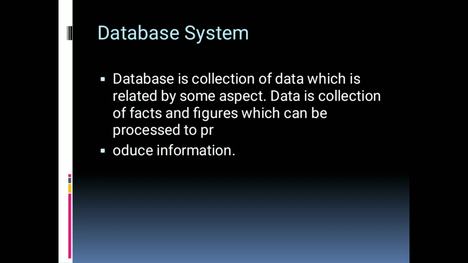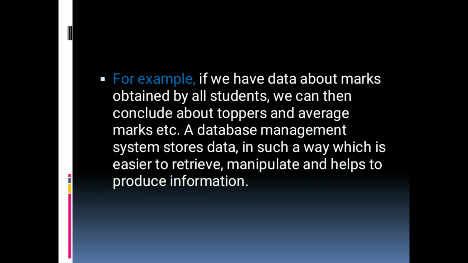So we have to understand that a database is a collection of data which is related by some aspect. For example, if we have data about marks obtained by all students, we can then conclude about toppers and average marks, etc. If we have the data about marks of a few students, for example 5 students, we can conclude among them who are the toppers and who are the average marks candidates.